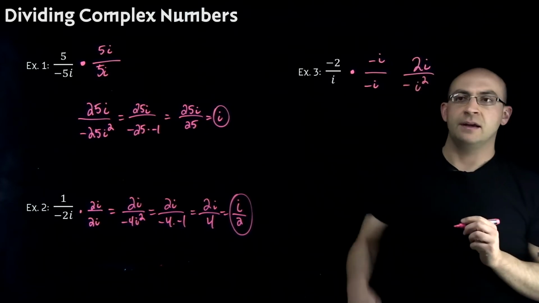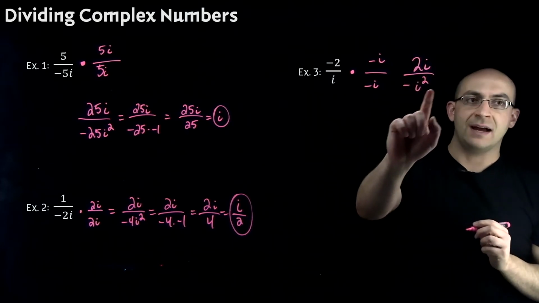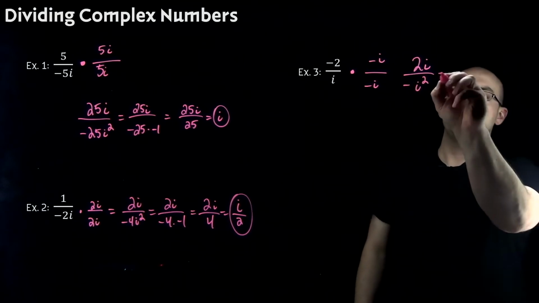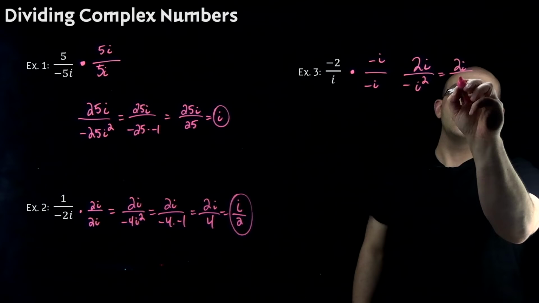This one's a little tricky. Negative 1 times i squared is negative 1 times negative 1. This is going to give me 2i over 1.